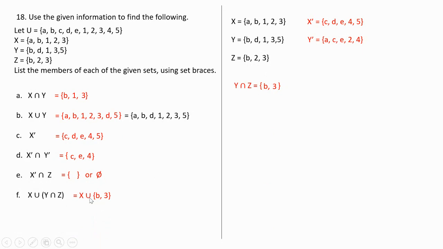Then we go to the union, or it's called OR. Remember how we did it earlier? I'm going to put everything that's in X, A, B, 1, 2, 3. Then you go to the other one, which is the intersection of Y and Z, which is B and 3. It's already in there, you don't put it again. For example, is a B there already? Yes, it is, so you don't write it again. Is a 3 in there already? Yes, it is, you don't write it again. So this is your solution, guys, for part F.